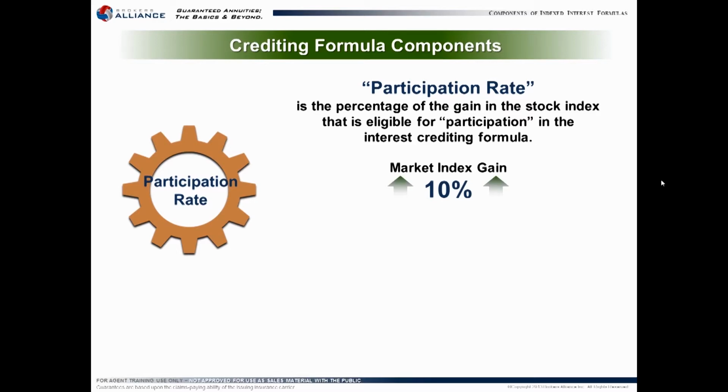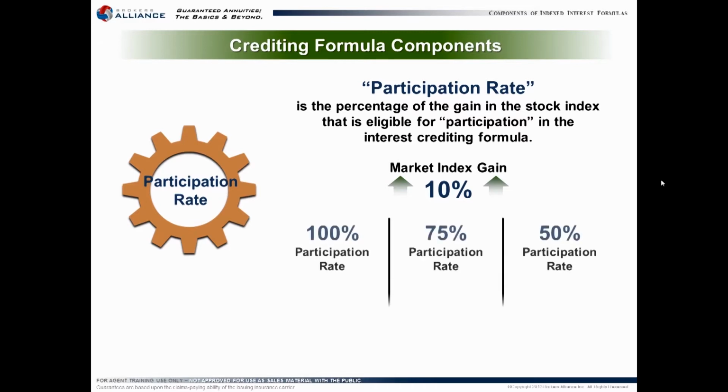So let's assume that in a given crediting period, the market index rose by 10%. Well, if I have a 100% participation rate, then what that means is 100% of that 10% index gain is going to be eligible for interest calculation. So again, very, very simple in that sense. 100% of the 10% is 10%.